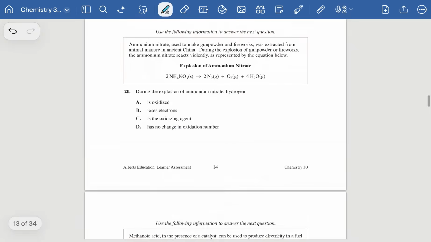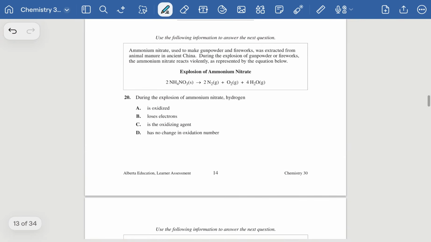Our next one, we have the explosion of ammonium nitrate, and it's asking about what's happening to hydrogen. So from here, I really would just assign my oxidation numbers for hydrogen, just so that I know what it's asking for. And because it's not changing an oxidation number, there's no losing or gaining.